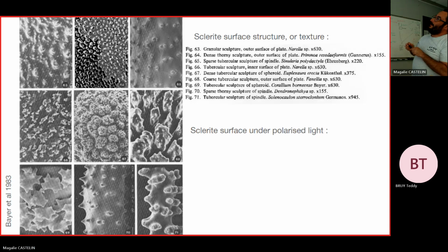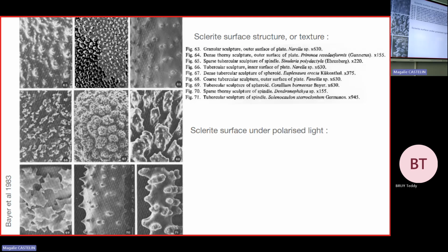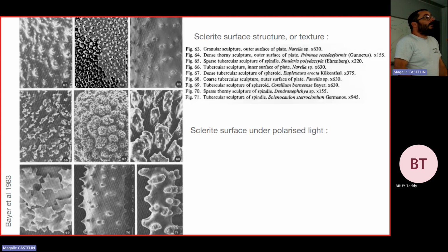So this is the texture or the sculpture at the surface of the sclerite. So you zoom in on the sclerite. The sclerite is not necessarily smooth. It can have a granular structure, a thorny structure, tubercular sculpture, etc. And these ornaments are taxonomic characters, and they don't necessarily occur on all the sclerites that are on the polyp or on the branch. They can be just on the body wall of the polyp, for example.